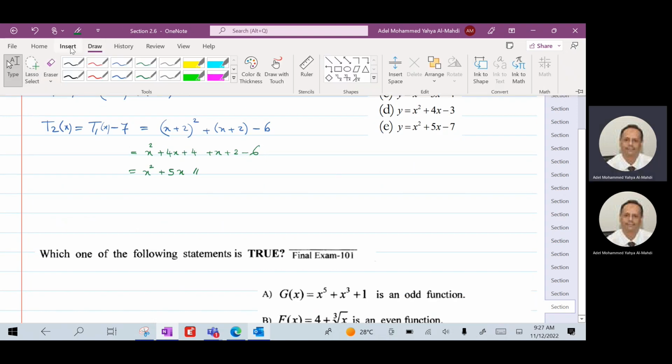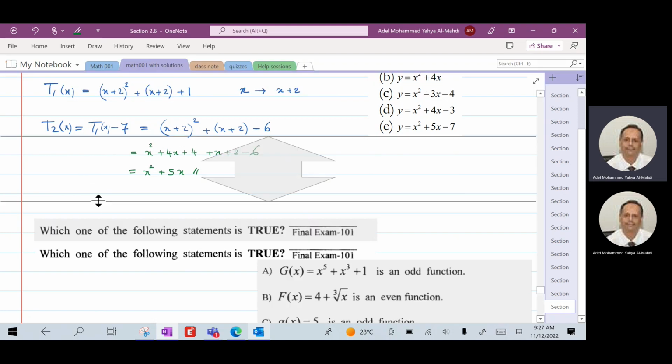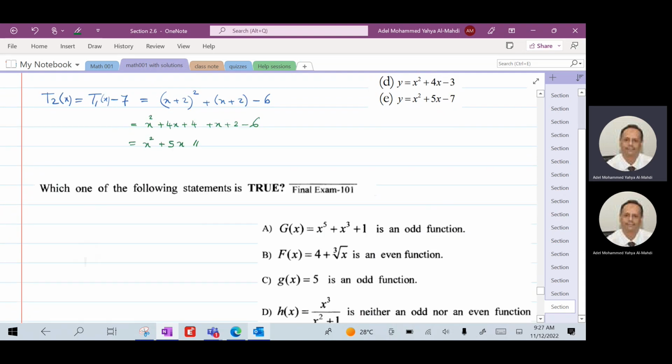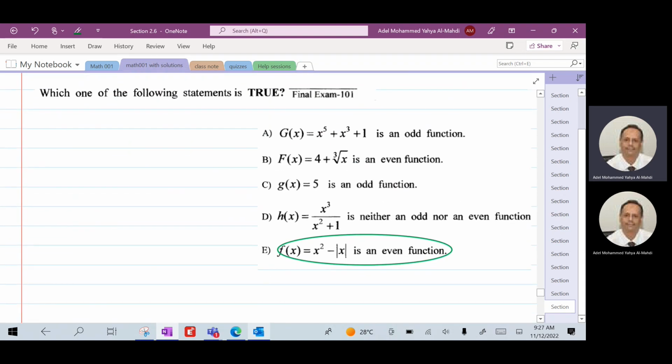So here we solve maybe more than 6 questions. They are the same. And this one is similar to the above one about even odd. So here, which one is true? The true one is E. I will show you why E is true, and your job is to prove why the others are not true.